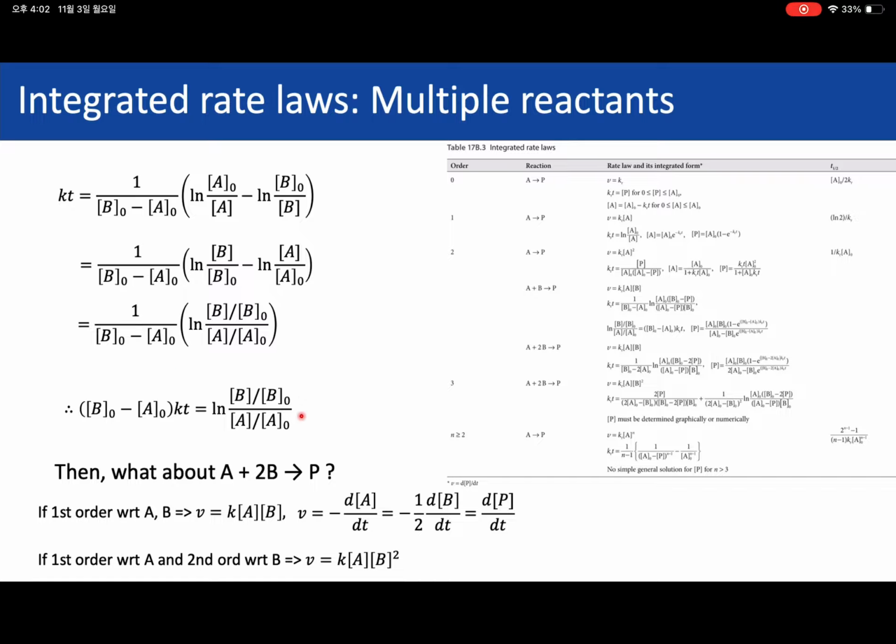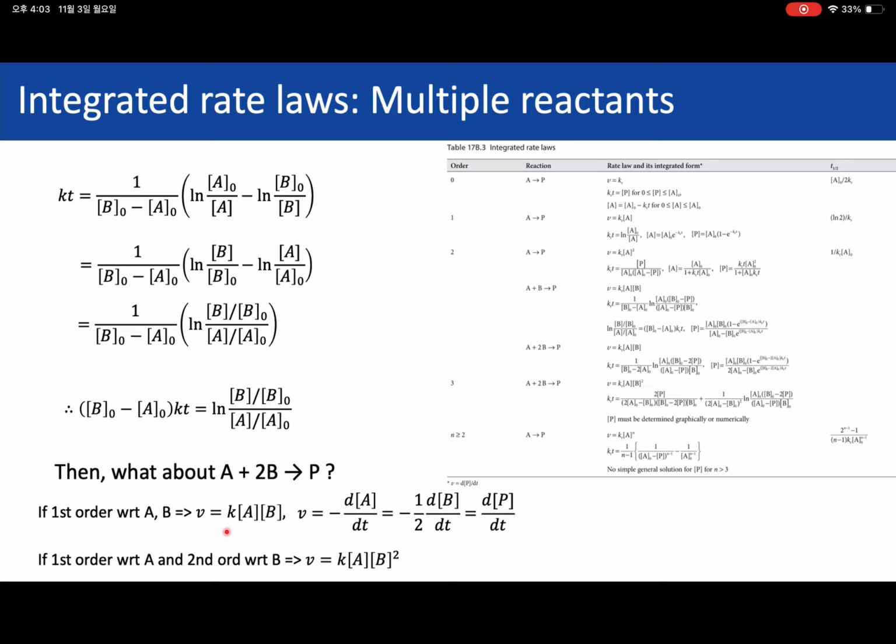Basically, we started from the simple equation of the rate law and the definition of the rate of reaction. Then what if the stoichiometry of the reactants is not the same? For example, here A plus 2B produces the product P. If we assume that A and B are both first order, we can write down the rate law in the same form as the A plus B case. However, if we define the rate of reaction, there is some difference since we have the 1 over 2 here.